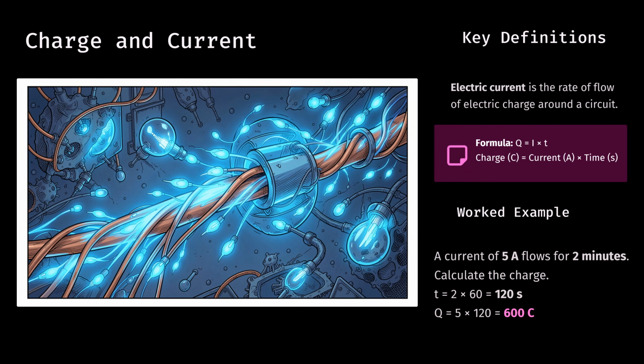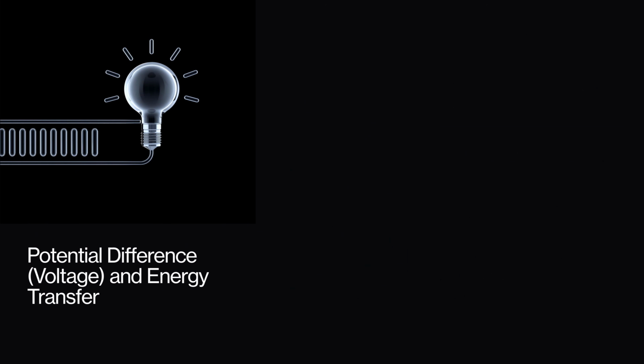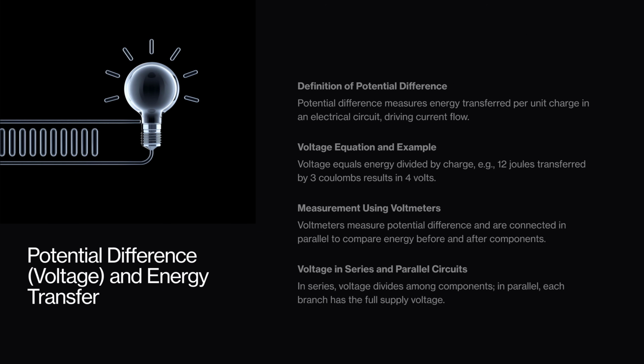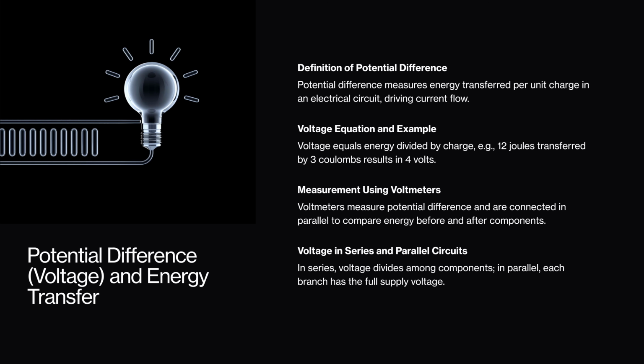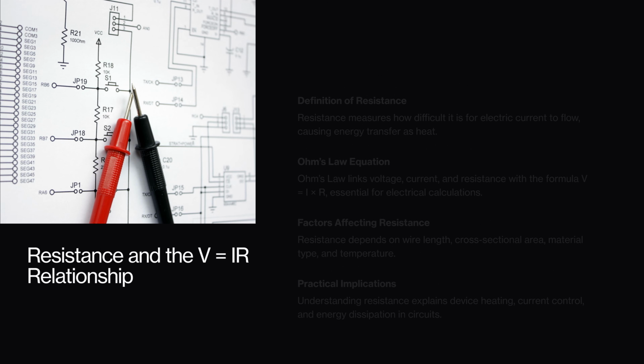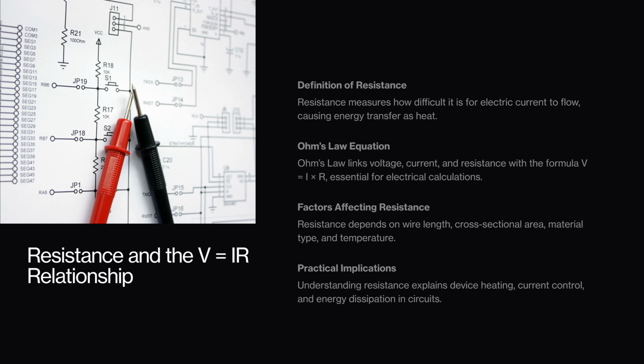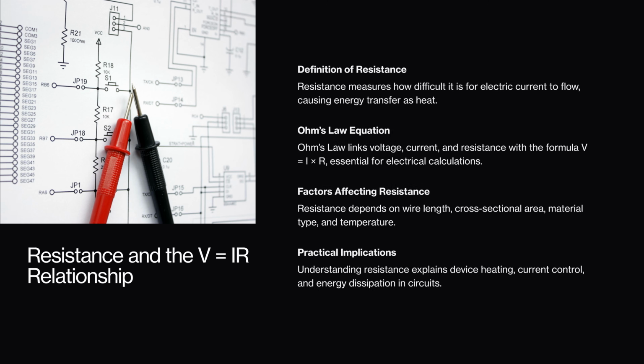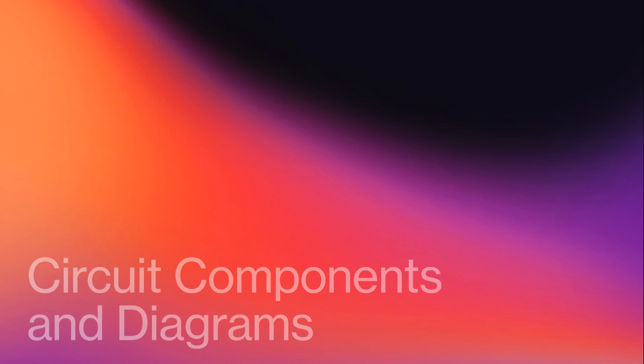The total charge transferred can be calculated with the equation Q equals I multiplied by T, where Q is charge, I is current, and T is time. Potential difference is the amount of electrical energy transferred or work done per unit of electric charge passing between 2 points in a circuit. The resistance of a wire is how much it stops the flow of electricity, measured in ohms, ohm symbol. Circuit components and diagrams.